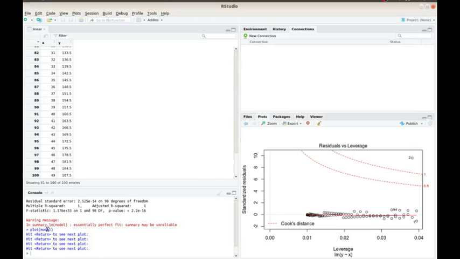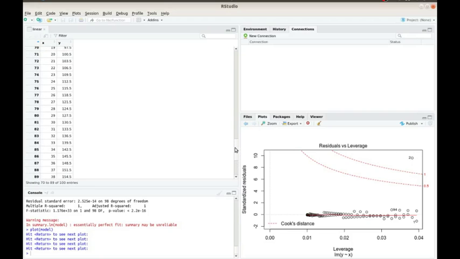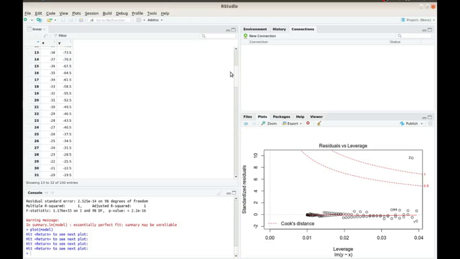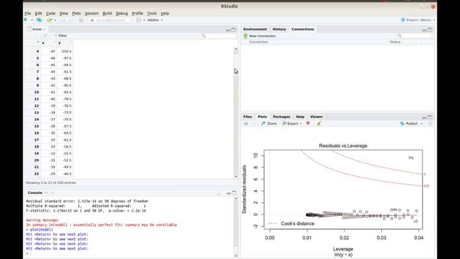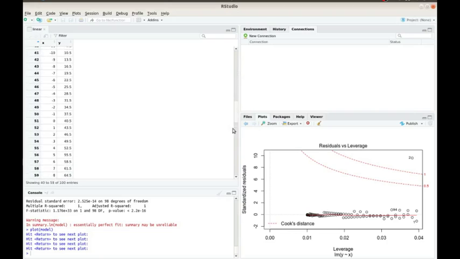Again, in the summary model, it is essentially a perfect fit, so the summary may be unreliable, and therefore these plots may show unreliability. So this number 2 here in the data set is really questionable, and the 1 here in the data set is also interesting to observe. As well as the 94, but that's kind of irrelevant.